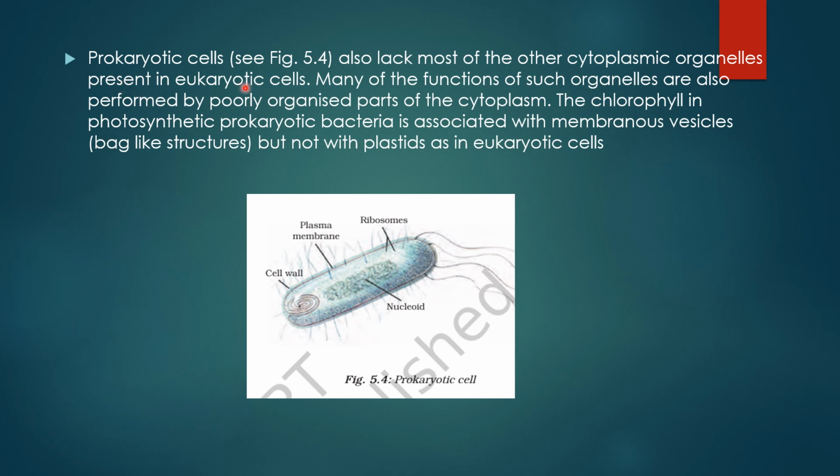So prokaryotic cells, you can see, also lack most of the other cytoplasmic organelles which are present in eukaryotic cells. Many of the functions of such organelles are performed by poorly organized parts of the cytoplasm. Chlorophyll in photosynthetic prokaryotic bacteria is associated with membranous vesicles, bag-like structures, but not with plastids as in eukaryotic cells. Okay, so here you see what is present: cell wall, plasma membrane, ribosomes, nucleoid. This is the prokaryotic cell diagram.